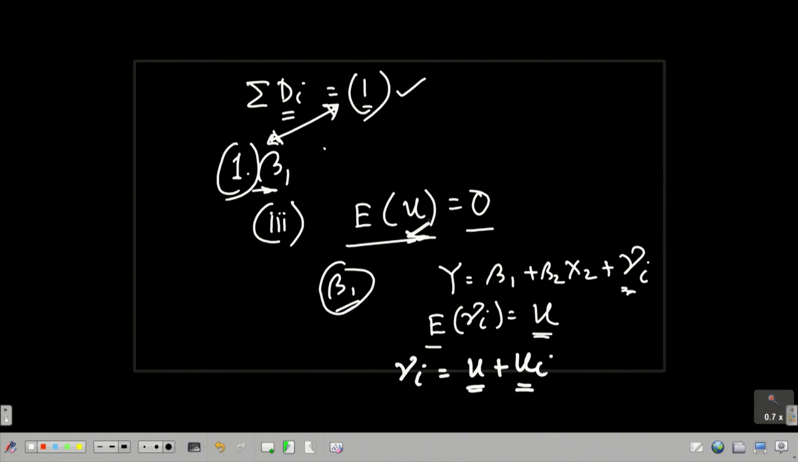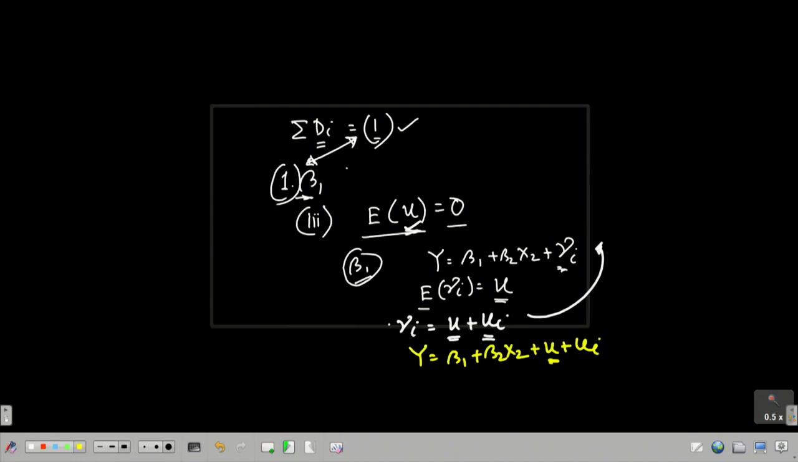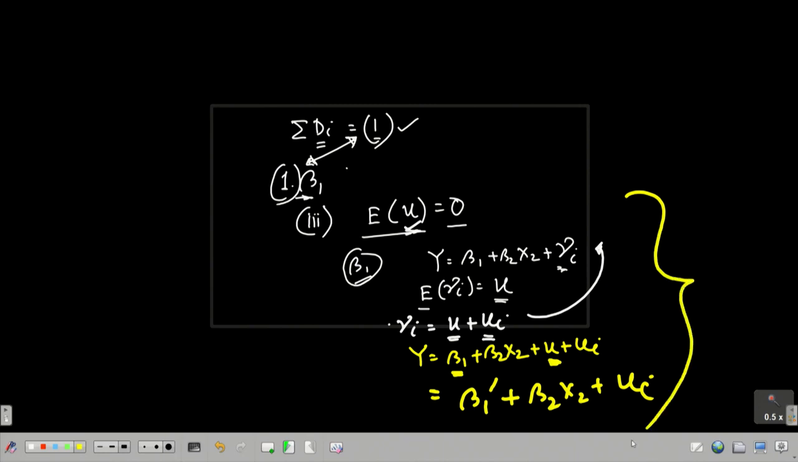Now, if you substitute this into the equation, what you will have is y is equal to beta 1 plus beta 2 x 2 plus u plus ui. You see, your u is a constant term, so it can very well go with beta 1. Essentially, you write beta 1 plus u as a beta 1 prime, so you have beta 1 prime plus beta 2 x 2 plus ui.